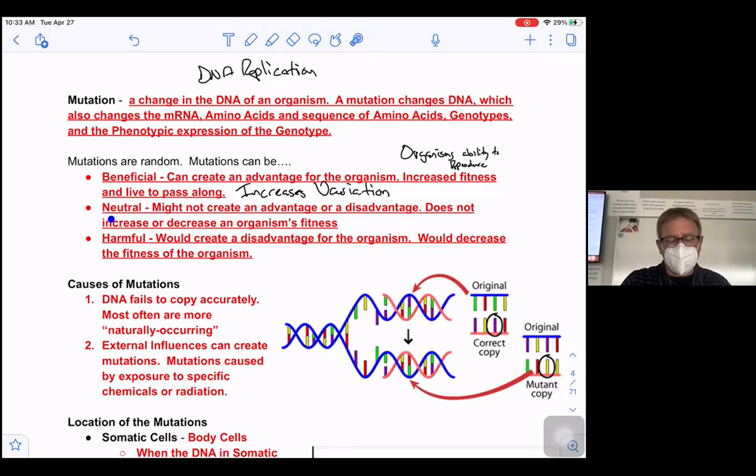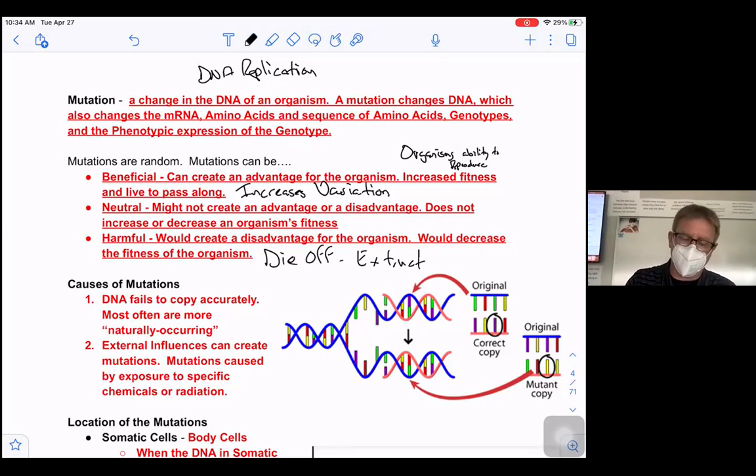You can get a neutral change to a mutation, the fact that it does not increase an organism's fitness, right? It doesn't help them to live longer and reproduce more, but it also doesn't hurt them to live longer and reproduce more, right? It has a neutral effect upon it. And we'd also say that mutations could be harmful. This is the one that we tend to think about when we hear the word mutation, right? We tend to think that mutations are bad, that it creates a disadvantage for the organism. It decreases their fitness. And when we get mutations that are harmful, we tend to see that these organisms die off. And it's these organisms that become extinct.